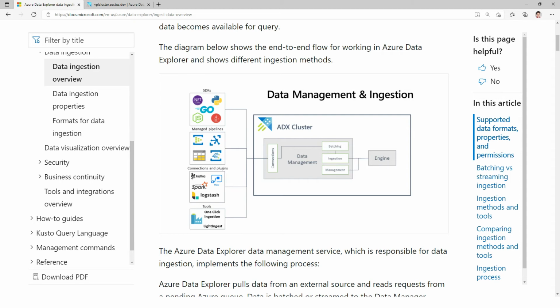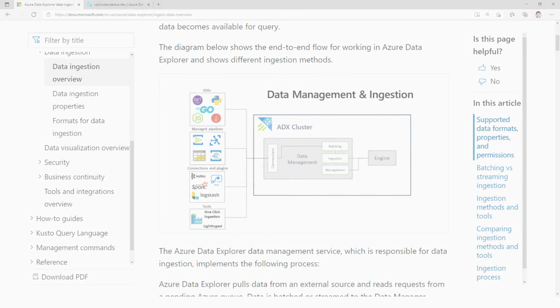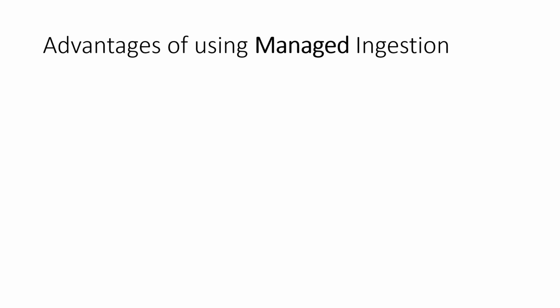So it's basically fire and forget. Once we talk to the data management, we have a guarantee that it's going to be ingested. So what are the advantages of using managed ingestion? Well, we've seen retries. We've talked about retries. We'll talk about throttling, but let's first talk about monitoring and others.